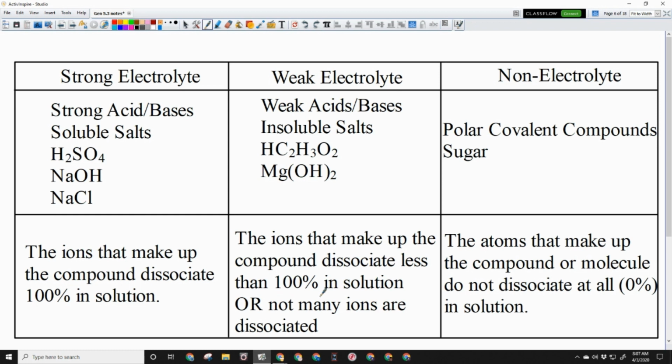A non-electrolyte is any polar covalent compound, like sugar is a polar covalent compound. For any of those, the atoms that make up the compound or molecule do not dissociate at all, 0%. So here we have 100% is a strong electrolyte, 0% is a non-electrolyte, and anything from 1% to 99% is considered a weak electrolyte.